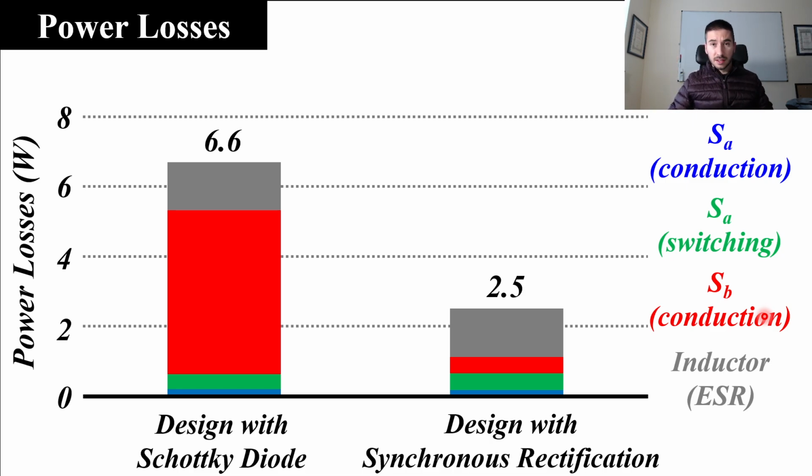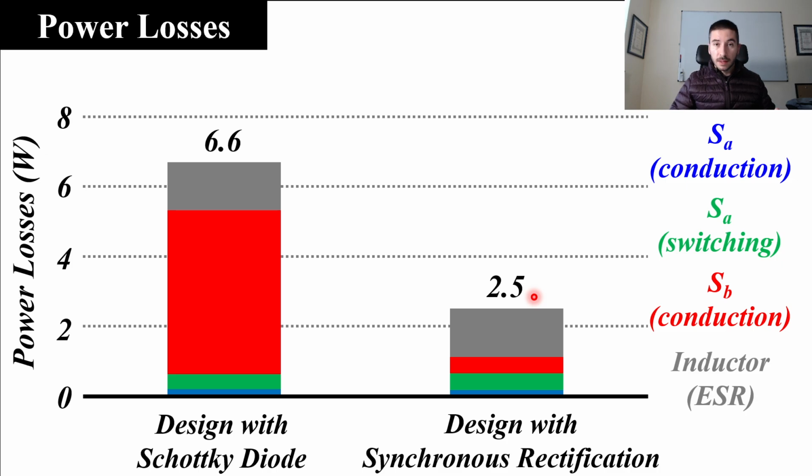The explanation is included in previous videos. As we saw, both in the case of the Schottky diode or in the case of synchronous rectification, switching losses in that switch are negligible. So, as you can see, in the first design the total power losses were 6.6, and now we reduce that quantity a lot because we obtain 2.5.